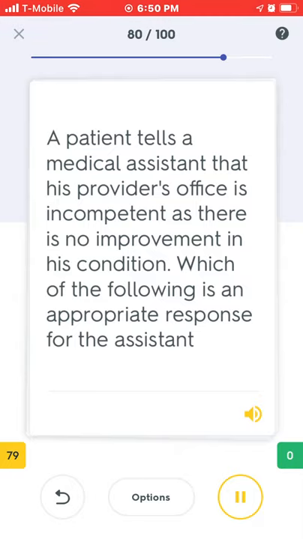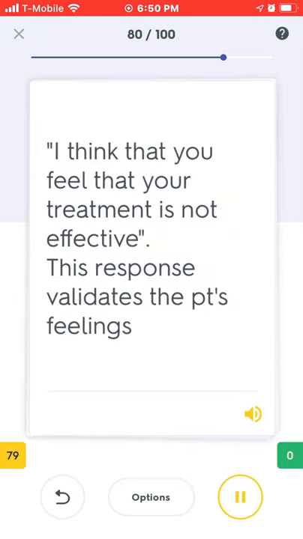A patient tells a medical assistant that his provider's office is incompetent as there is no improvement in his condition. Which of the following is an appropriate response for the assistant? I think that you feel that your treatment is not effective. This response validates the PT's feelings.